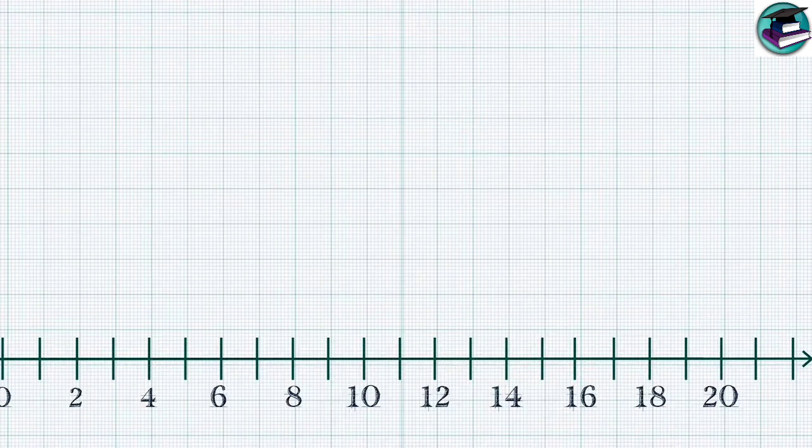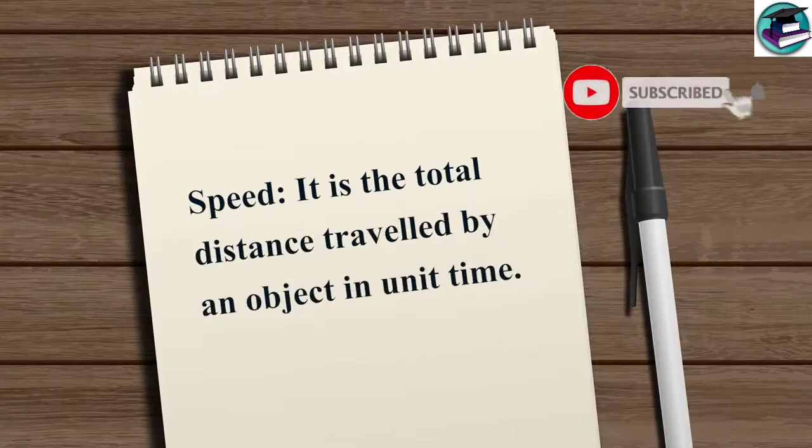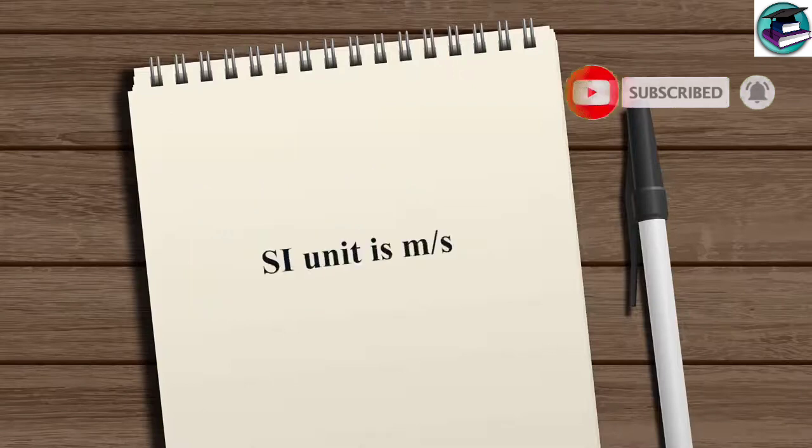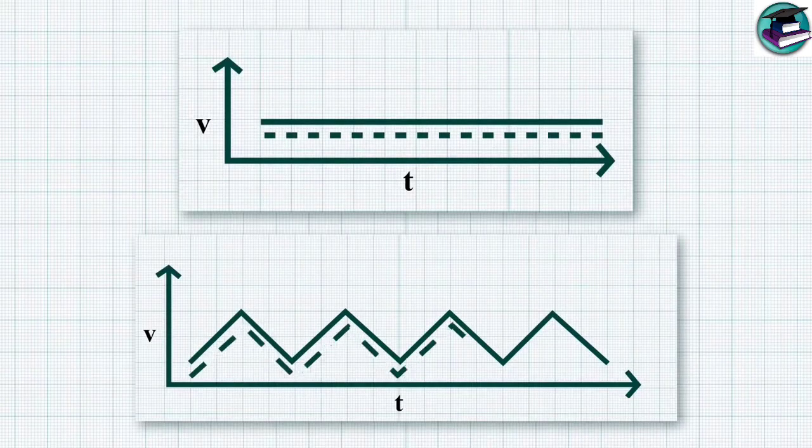Now, here comes the concept of speed, which is the measurement of the rate of motion. It is the total distance travelled by an object in unit time. Its SI unit is meter per second. The speed of an object can remain constant or it can vary with time.